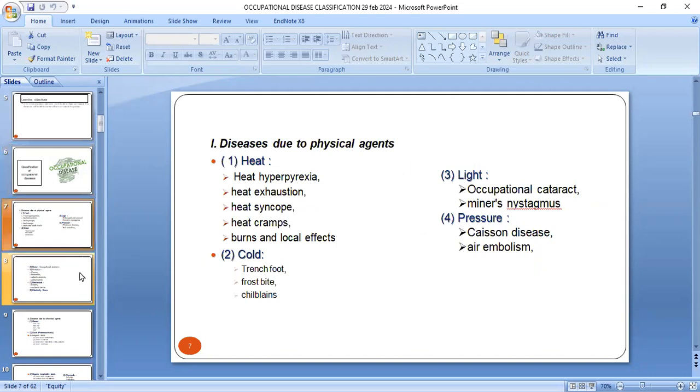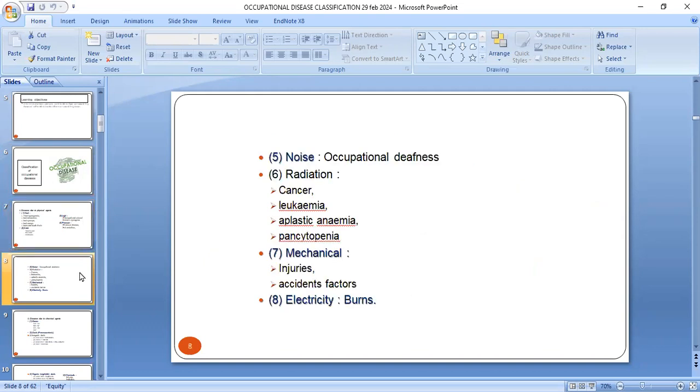Disease may be caused by physical agents like heat, which may cause heat hyperpyrexia, heat exhaustion, syncope, and cramps, and cold, which can cause trench foot, frostbite, and chilblains. Light can cause occupational cataract and miner's nystagmus. Pressure can cause Caisson disease and air embolism. Radiation can cause cancer, leukemia, aplastic anemia, and pancytopenia, and mechanical forces can cause injuries and accidental factors.